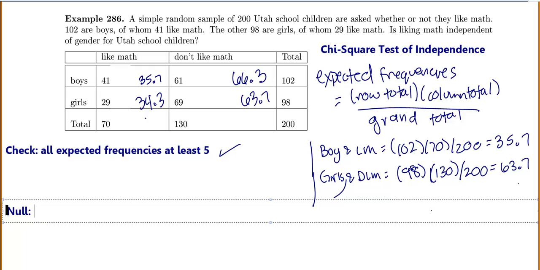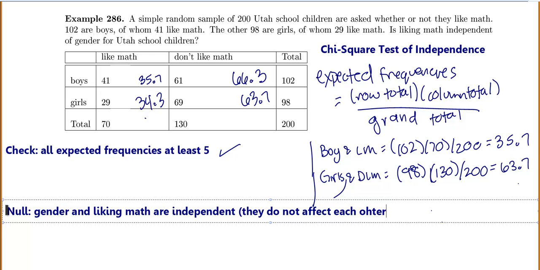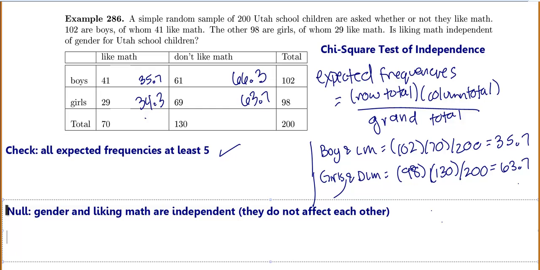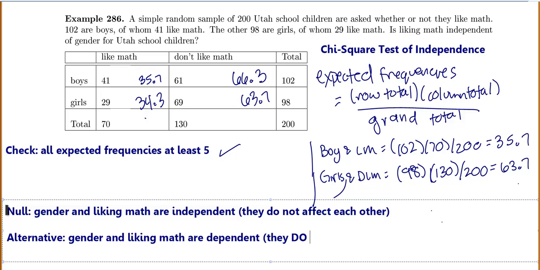The null hypothesis is always that your two variables are independent so that they do not affect each other. So gender and liking math are independent. They do not affect each other. And the alternative would be that gender and liking math are dependent. So they do affect each other.